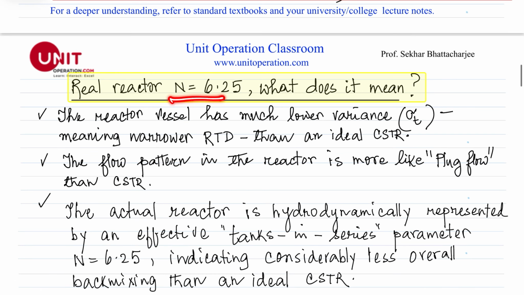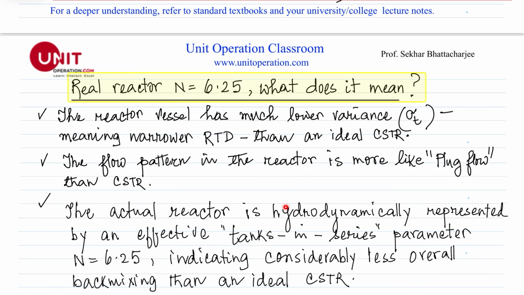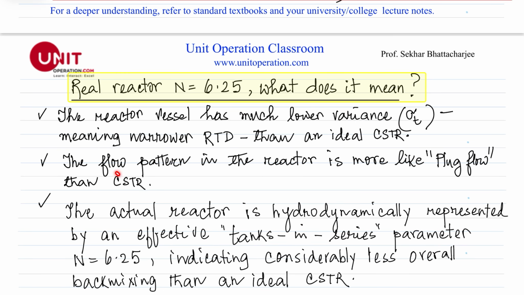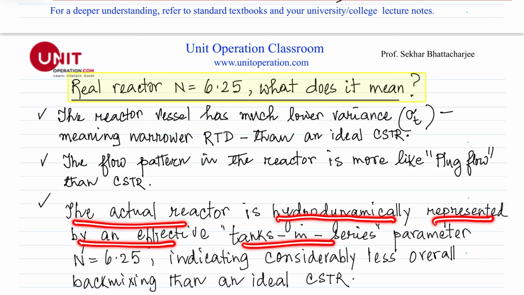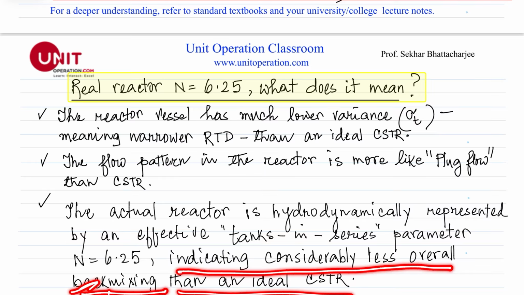Okay, so what does it mean for the real reactor? This means that the reactor vessel has much lower variance, meaning a narrower RTD than an ideal CSTR. As I said, for an ideal CSTR it is something like this, whereas for a plug flow it is much narrower, and our reactor is in between. The flow pattern in the reactor is more like plug flow than CSTR. The actual reactor is hydrodynamically represented by an effective tanks-in-series parameter n equal to 6.25, indicating considerably less overall backmixing, which is characteristic of a CSTR, than an ideal CSTR.